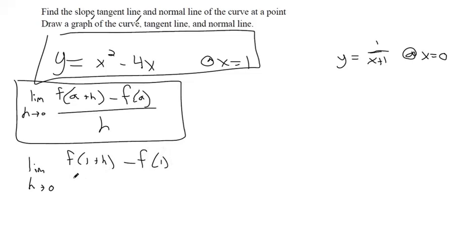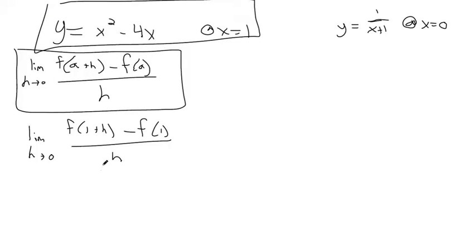Notice I'm just replacing a with 1. That's the only thing I've done so far. The formula looks a little ugly, but I've done what it said to do. I plugged in that location where I'm supposed to find the instantaneous slope.